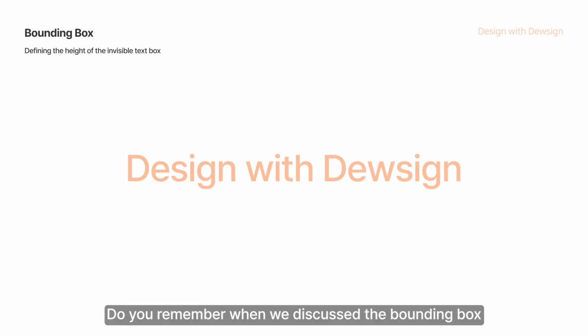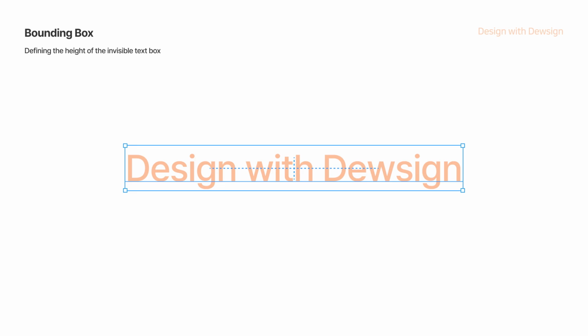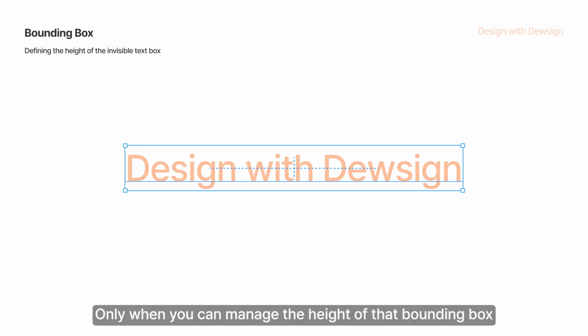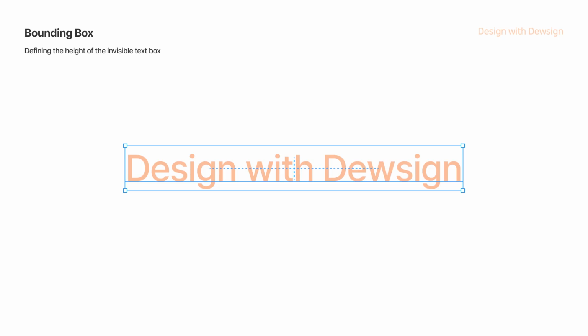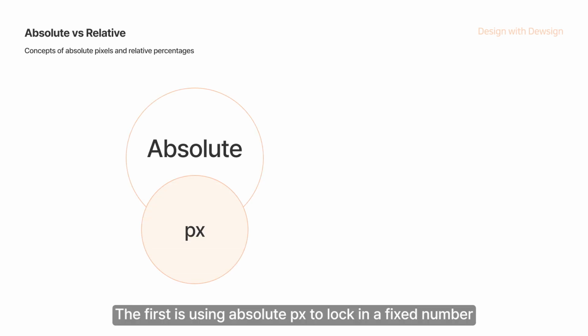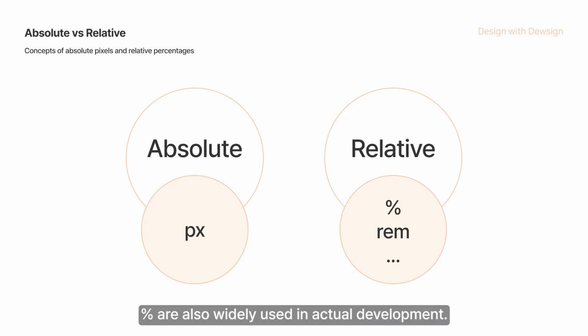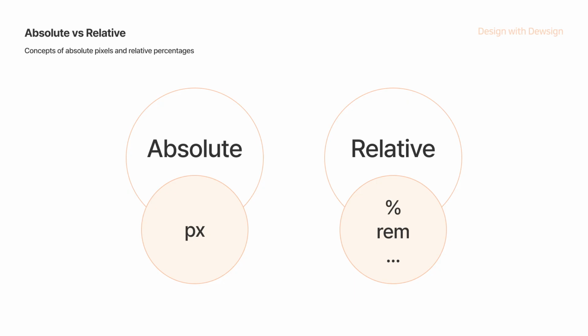Do you remember when we discussed the bounding box while learning about typography properties last time? Only when you can manage the height of that bounding box will the vertical grid of your entire product align perfectly. There are two main ways to define line heights in a design system. The first is using absolute pixels to lock in a fixed number, and the second is using relative percentages that adapt flexibly to the font size. While many design system guides recommend fixing the values in pixels, percentages are also widely used in actual development.